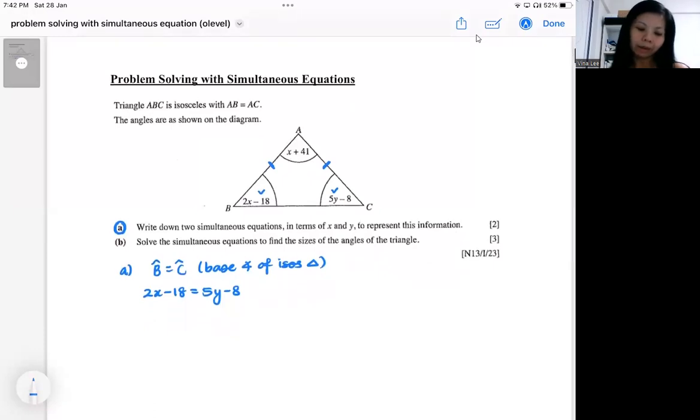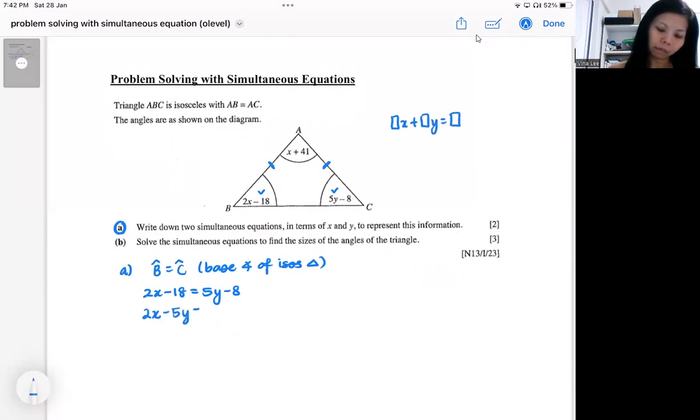Do not label it as equation 1 first. You try to arrange it in the format of x, y, and a number so that it can facilitate your calculation later on. So that will be equation 1.